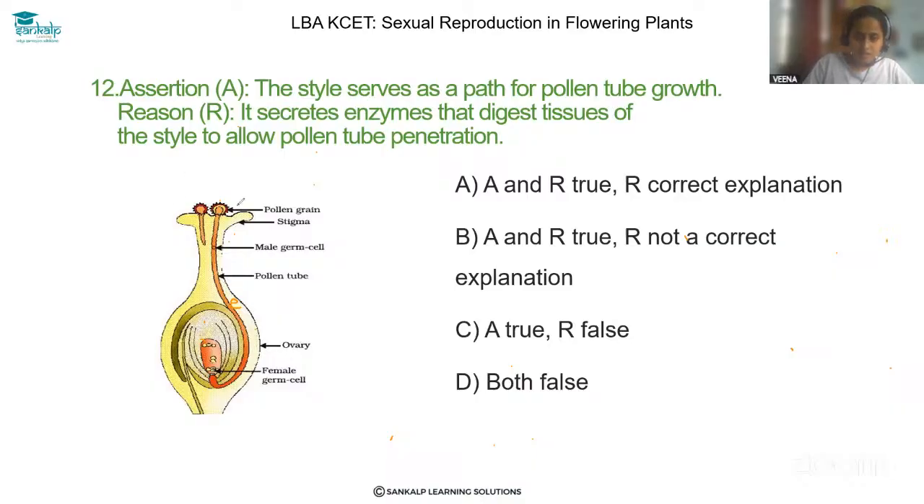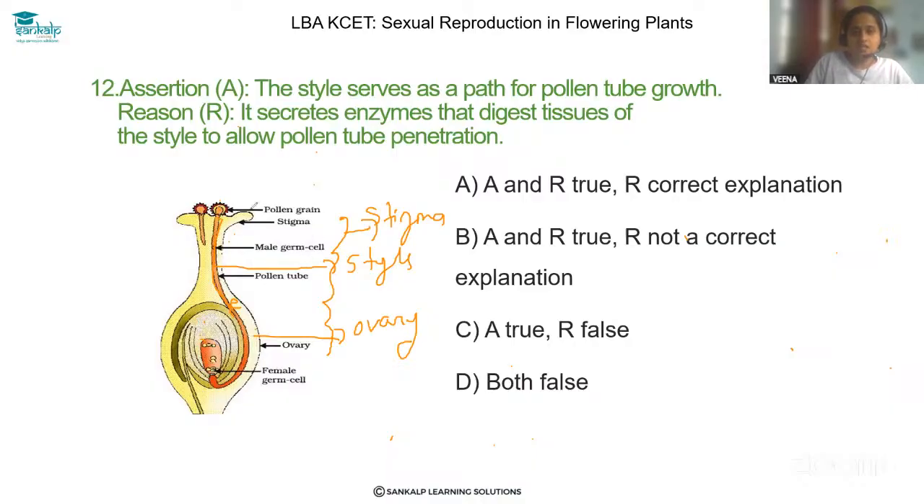So this is the style region. The female reproductive part of the flower has three parts. One is stigma, another one is here, the style, and this one is the ovary. These are the three main parts in the female reproductive part of the flower.